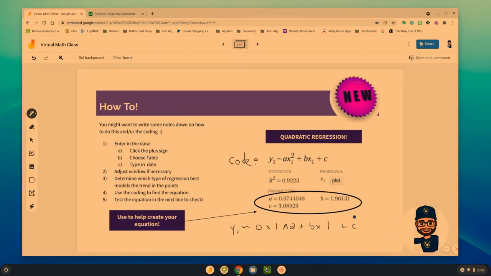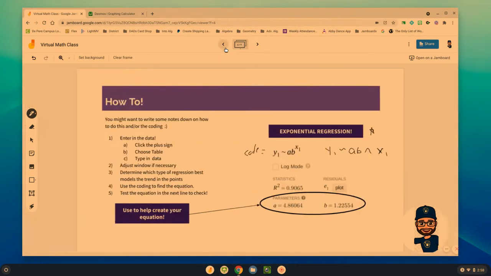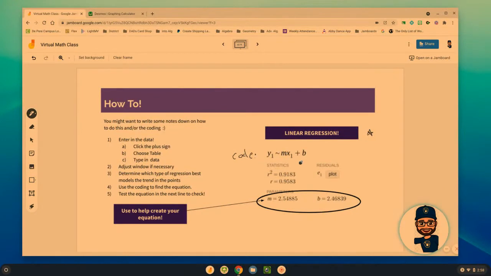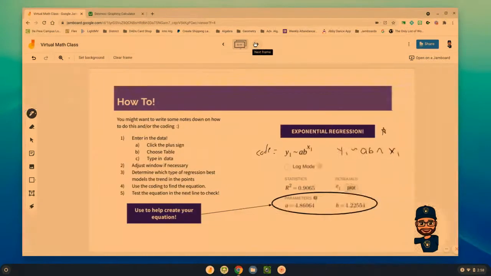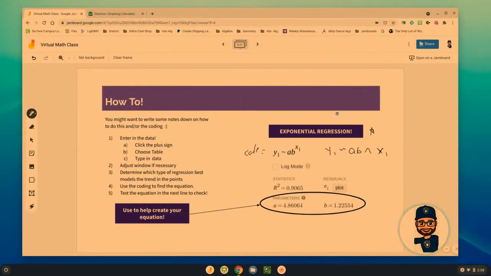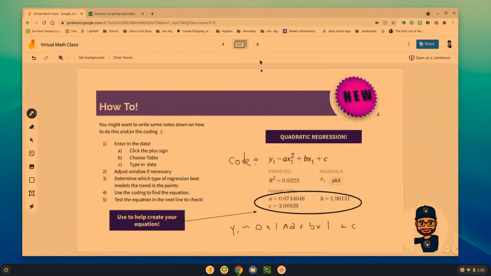So again, if you didn't get any of those down, I'm going to go backwards one at a time. Pause and make sure you've got that code down and make sure you wrote those steps down. Okay, that's linear. Here's exponential. I would pause the video and write that down. All right, and then here's quadratic. I would pause and make sure you get that down as well.